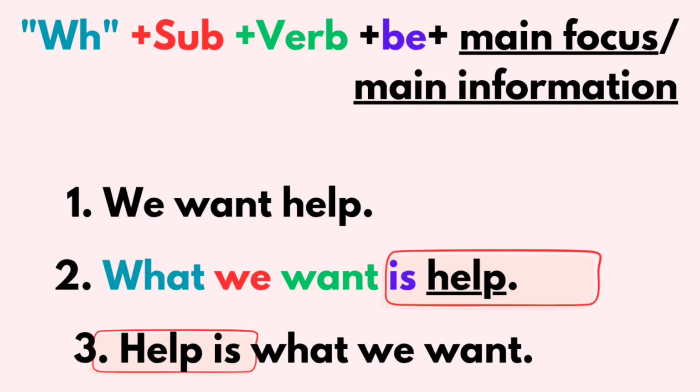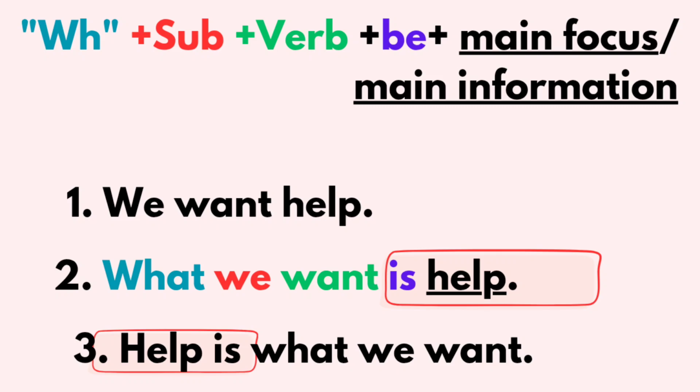Third example, we want help. It is in present simple, so we have to use the be form is, not was, right? We'll see the next two sentences. What we want is help. Here I follow the structure. First I have used the WH form word, that is what, and subject we, verb want, and be form is. Main focus is on help. What we want is help. Here the main focus or main information is help. Look at the third sentence. Help is what we want. It is also correct.